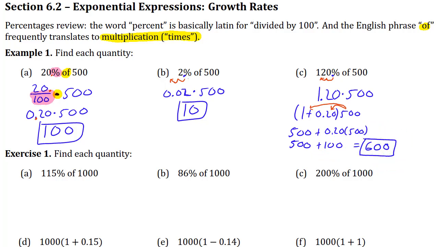So if you take something that's more than 100% and think of it as 1, or 100%, plus however much over 100% it is, which is 1 plus 20%, and then add those up separately, you'll get the original 500, which is 100% of 500, plus 20% of 500, which adds up to 600. So that's a good way to think about this.